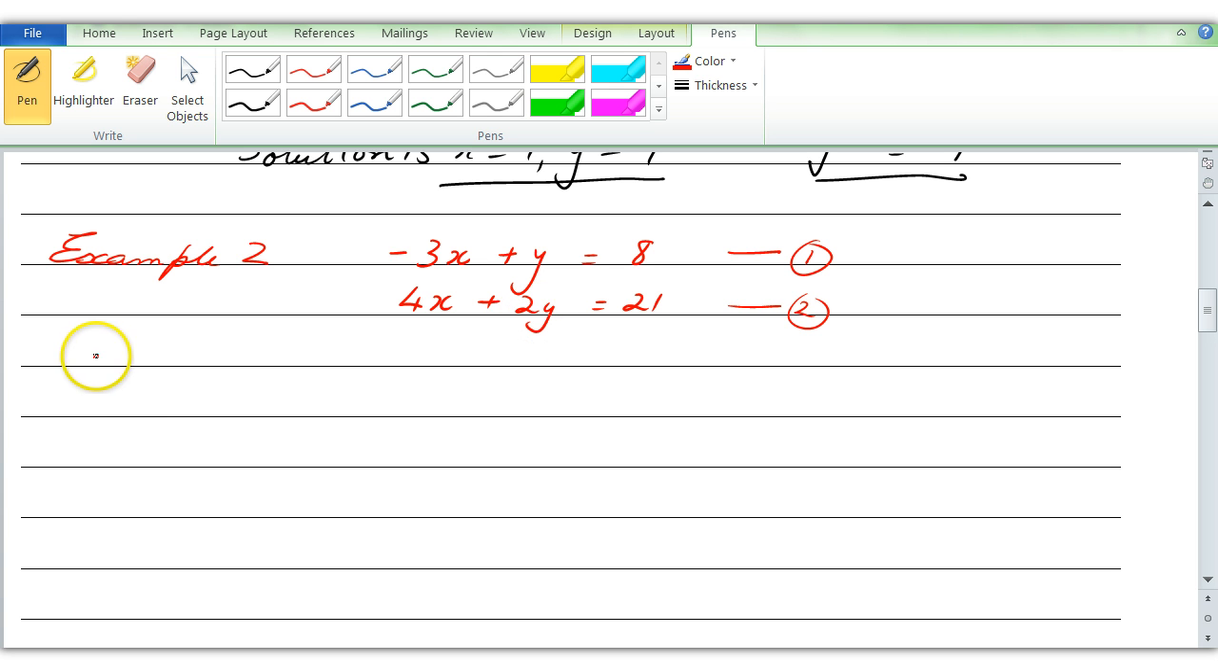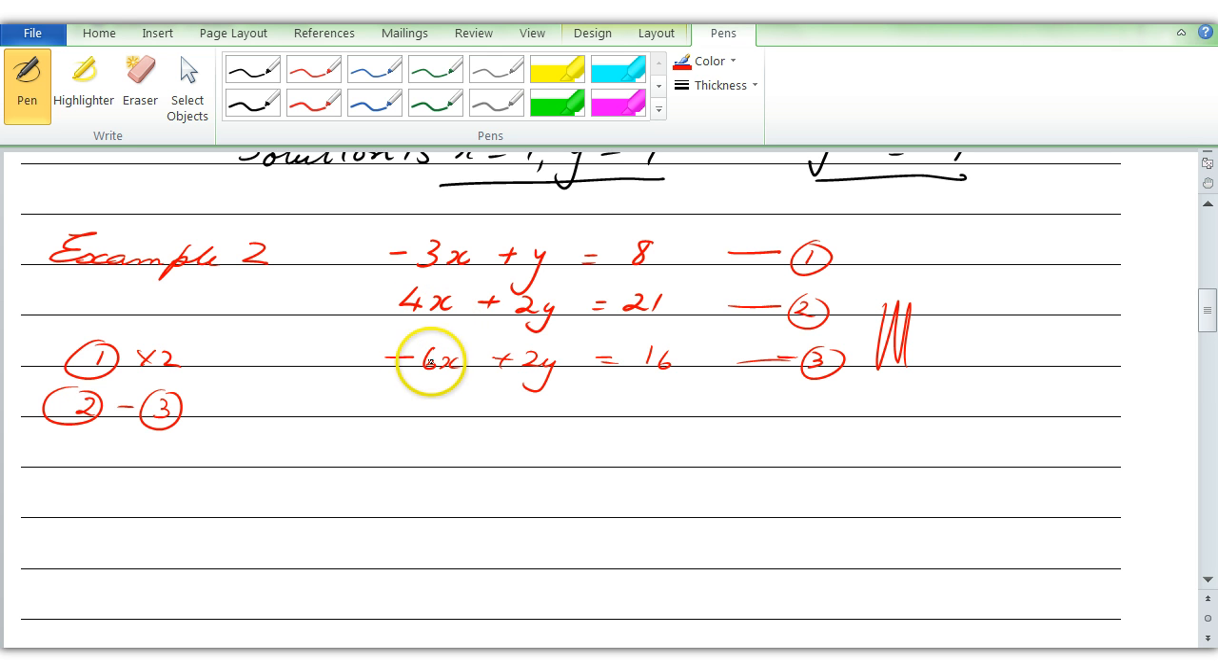Let's do that. So equation 1 by 2. Negative 6x plus 2y equals 16. Call that equation 3. And that's been generated out of equation 1 by multiplying everything in equation 1 by 2. Now we'll have a look at these two equations and see how we can eliminate y. And we can eliminate y by taking this equation, equation 3, away from equation 2. So it'll be equation 2 take equation 3.